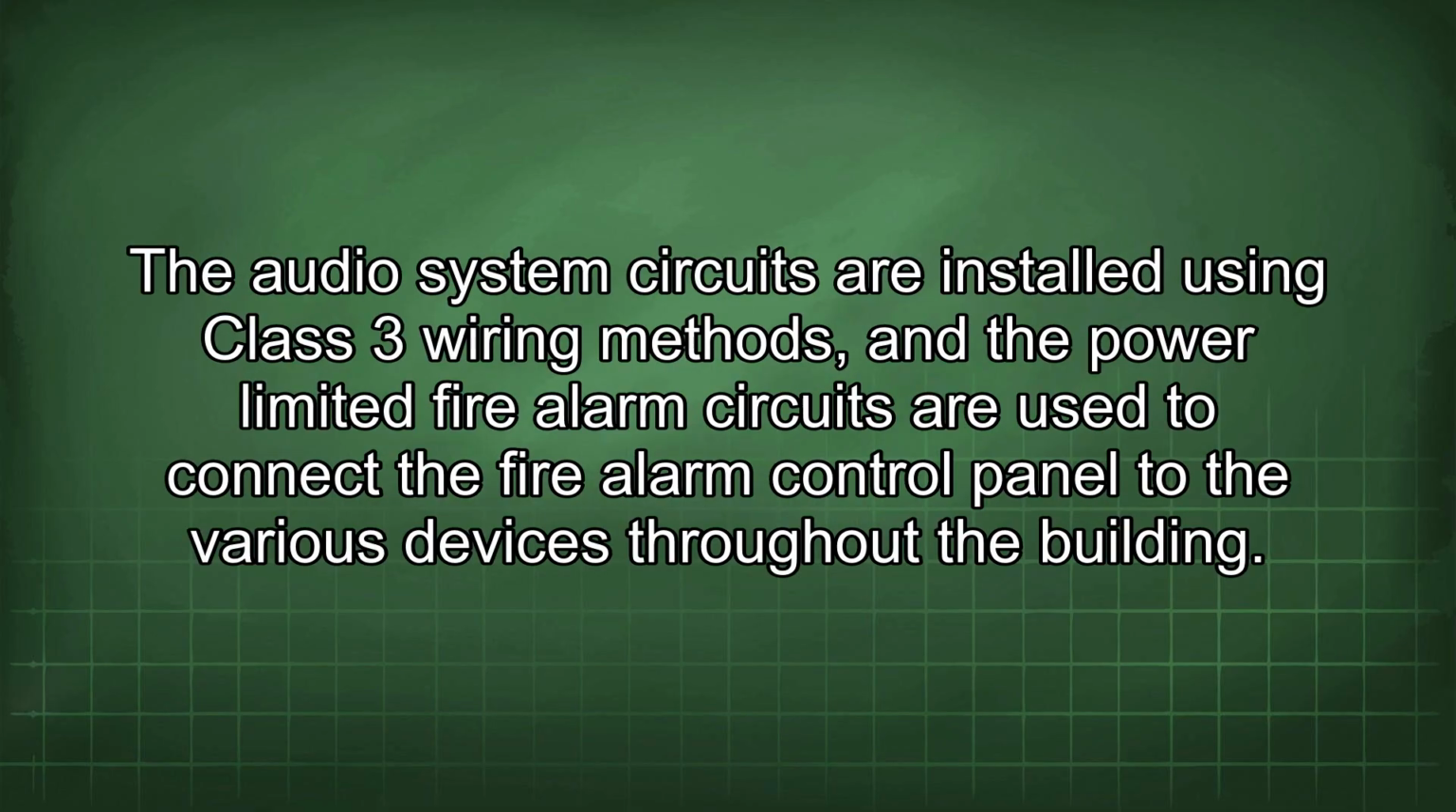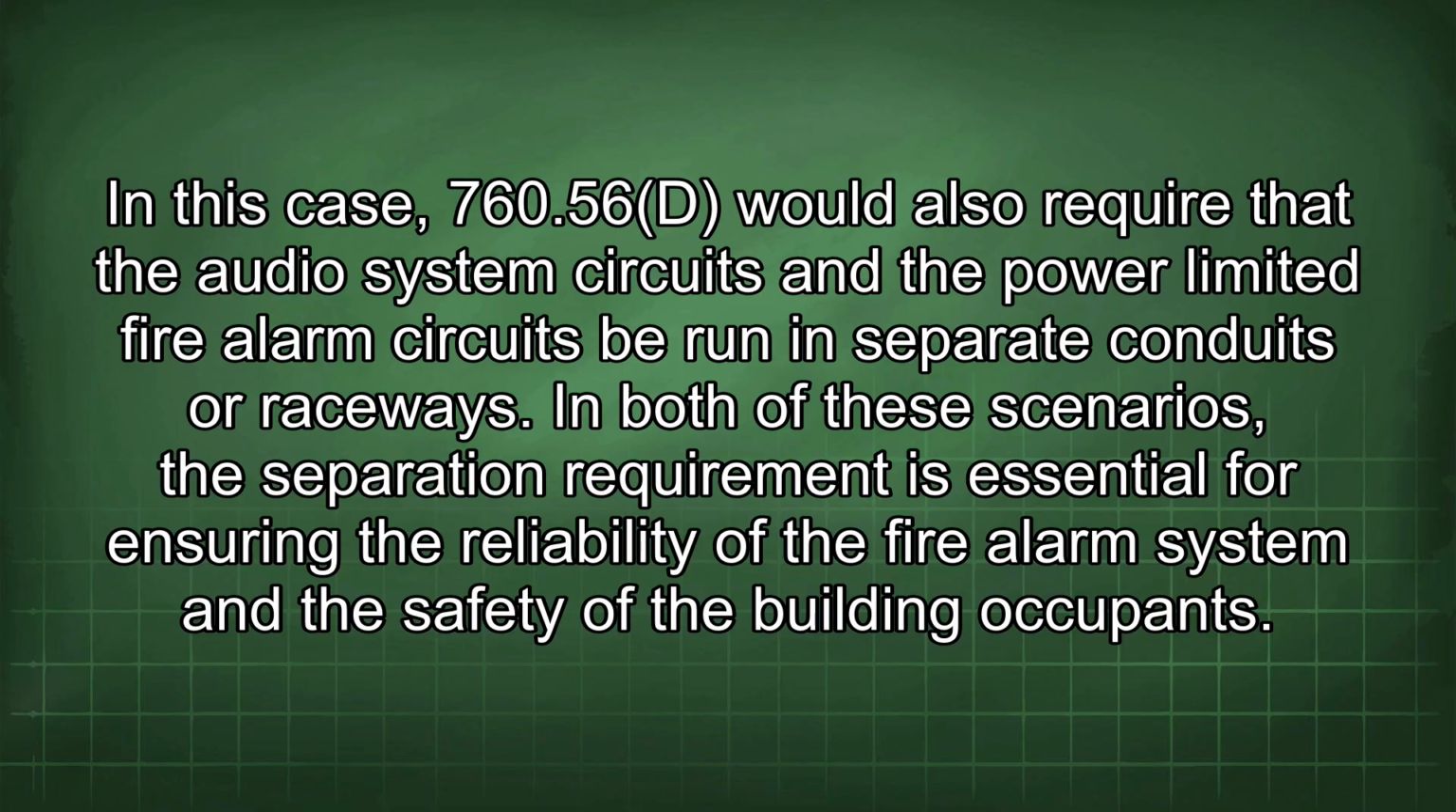The audio system circuits are installed using Class 3 wiring methods, and the power-limited fire alarm circuits are used to connect the fire alarm control panel to the various devices throughout the building. In this case, 760.56(D) would also require that the audio system circuit and the power-limited fire alarm circuits be run in separate conduits or raceways. In both of these scenarios, the separation requirement is essential for ensuring the reliability of the fire alarm system and the safety of the building occupants.